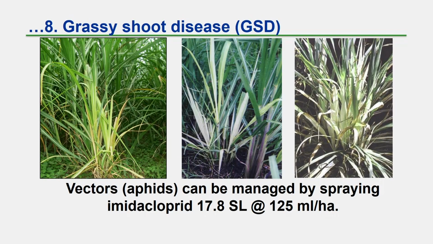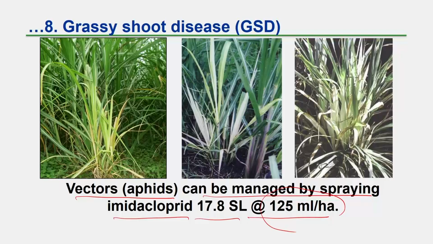So, now you see grassy shoot disease in sugarcane. Vectors are aphids, which can be managed by spraying imidacloprid 17.8 SL at the rate of 125 ml per hectare. This quantity can be dissolved in 600 to 800 liters of water and sprayed onto the crop. You can see this kind of grassy shoot.